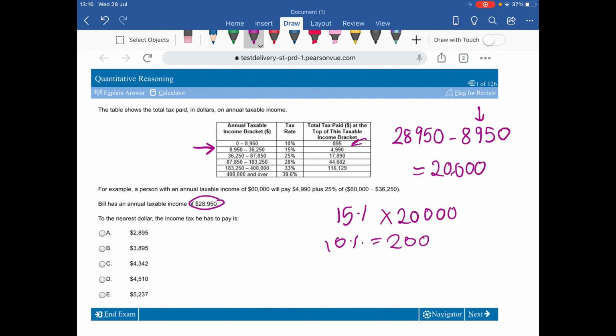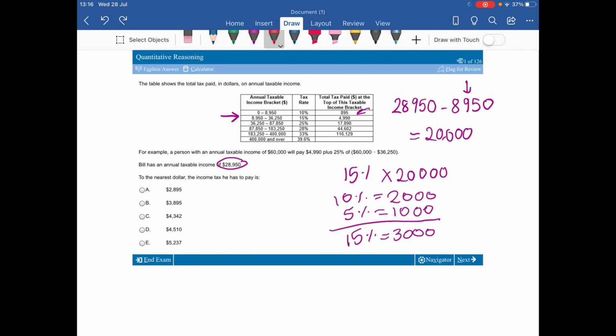So that's 2,000. And then if you want to find 5%, that would be 1,000, because it would be half of 2,000. And then that means 15% would be 3,000. And because 15% would be 3,000, 3,000 is that other tax amount. Therefore, in the second annual taxable income bracket, the second row in this table, we are going to have 3,000, whereas the upper limit was 4,990.